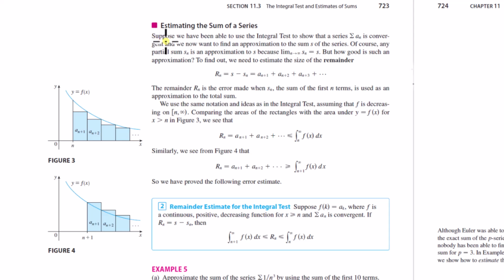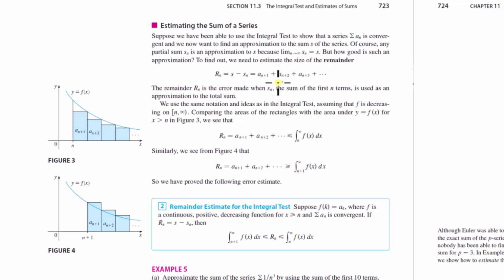Okay, so it says that suppose we have been able to use the integral test to show that a series is convergent, and we wanted to find an approximation for the sum S of the series. Of course, any partial sum is an approximation to S, because the limit as n approaches infinity of S sub n is equal to S. But how good is such an approximation? To find out, we need to estimate the size of the remainder.